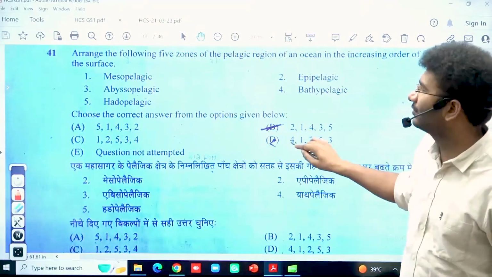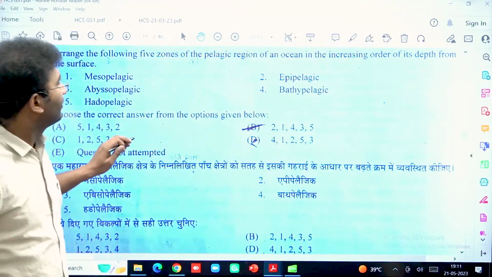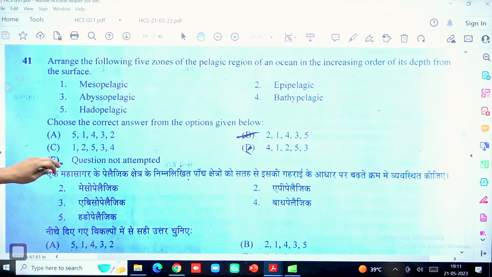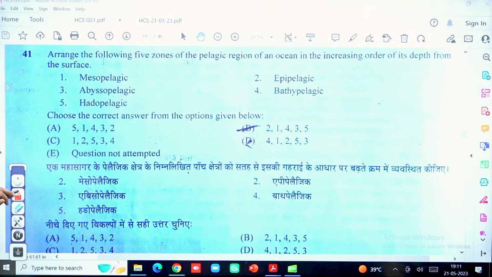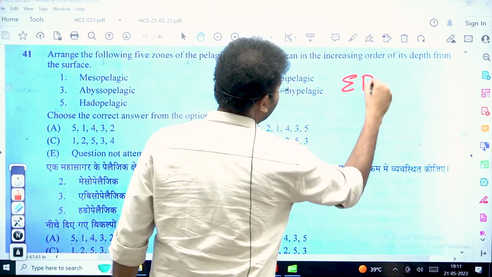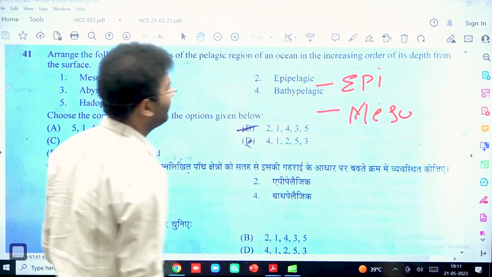Let's look into question number 41. Now arrange the following 5 zones of the pelagic region of an ocean in the increasing order of their depth from the surface. In the increasing order of depth, it is always the epipelagic and the mesopelagic. It starts like this, epi and meso.